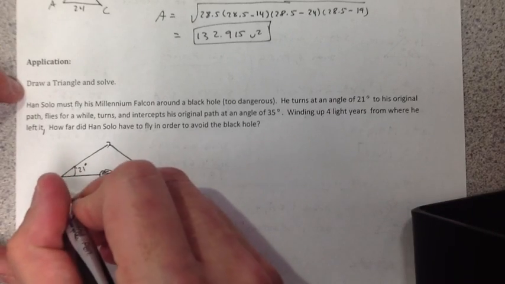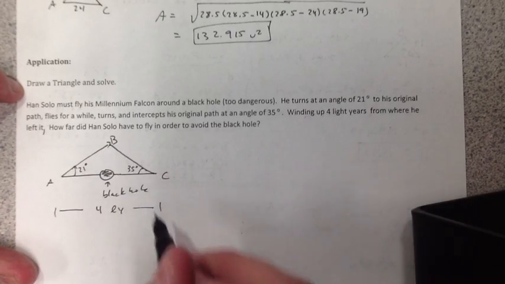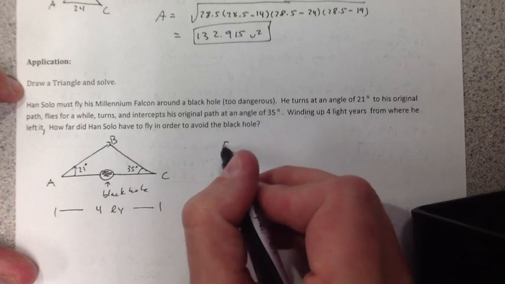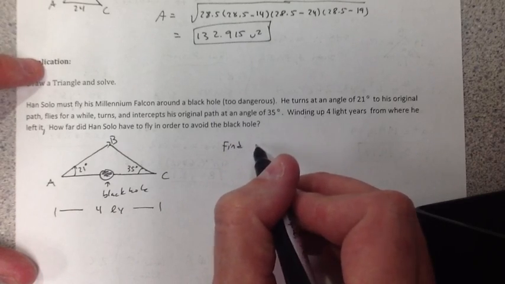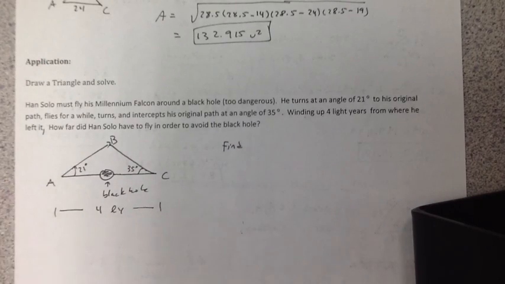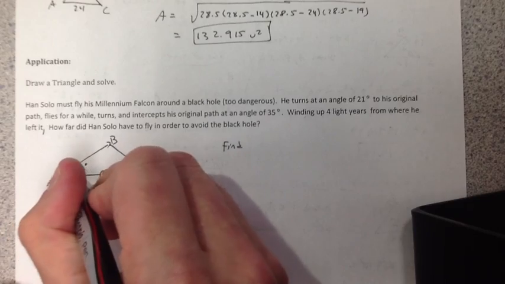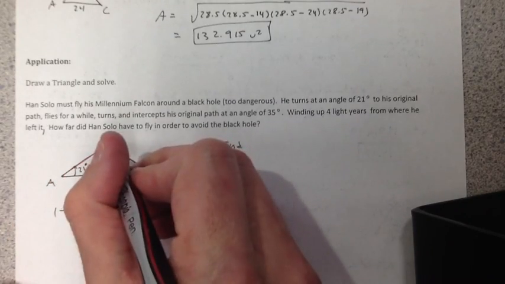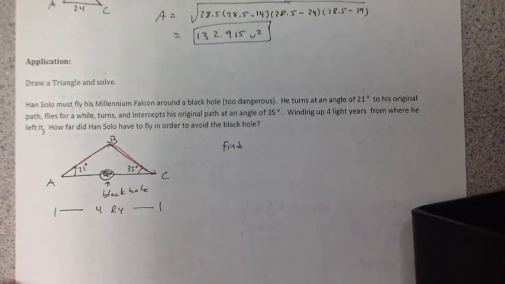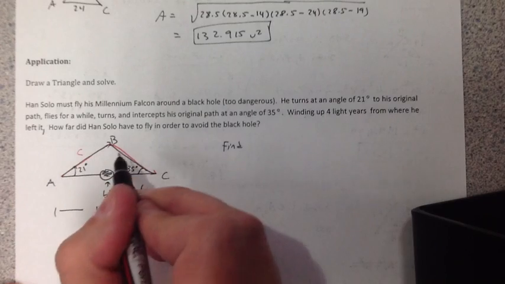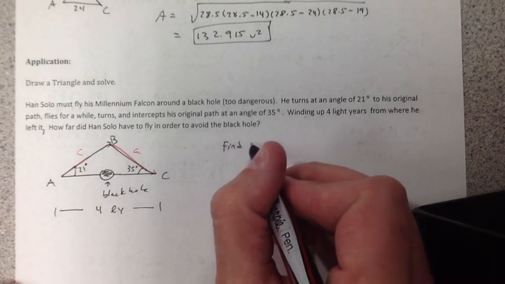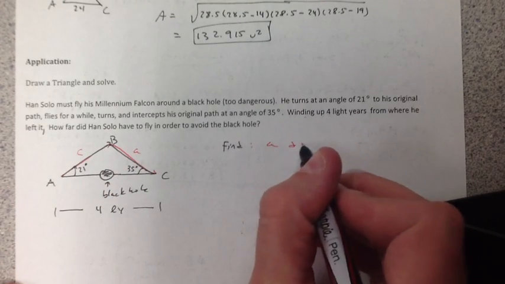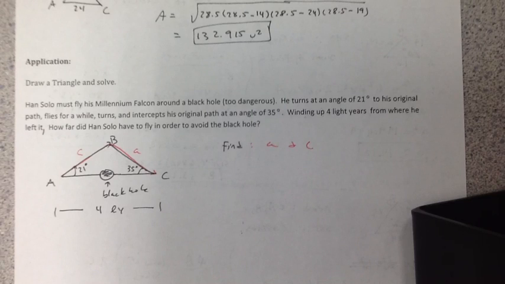If I set this up, here's A, B, and C. What do we need to find? I need to find his path. I'm going to outline that in red. He traveled from A to B, and he traveled from B to C. So he needs little c and little a. We need to find both a and c.